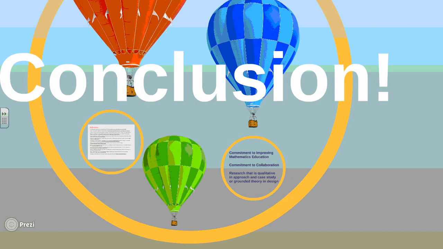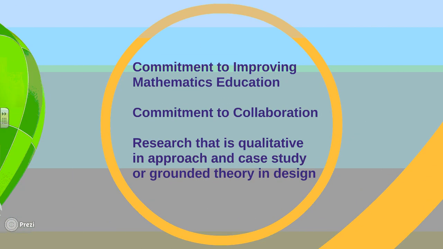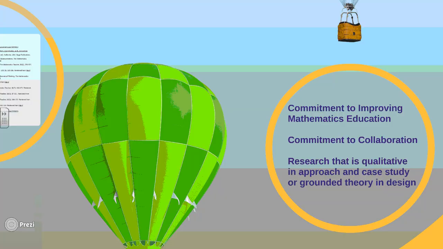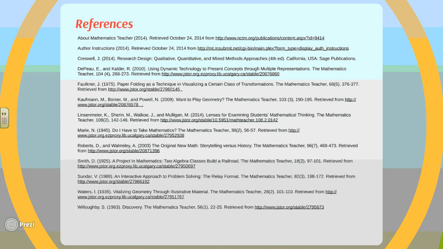In conclusion, we believe that this journal, The Mathematics Teacher, has a commitment to improving mathematics education. It has a commitment to collaboration and bridging that gap between academics and teachers, with an increase in academic and teacher collaboration and authorship. And we believe that the research is very heavily qualitative and very specific with case study and grounded theory and design. So we believe that it's very appropriate for classroom teachers due to the specificity of what they're studying.